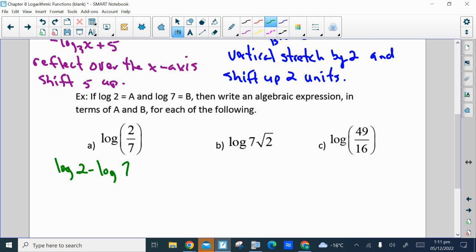Because the 2 and the 7 are divided, that's the quotient law. That can be written as log 2 minus log 7. Remember, you can write them as individual logs with the same base. And we're told that log of 2 is a, as well log 7 is b. So in terms of a and b, that expression is a minus b.